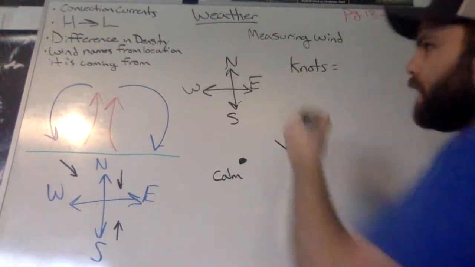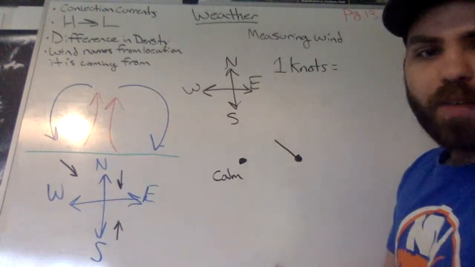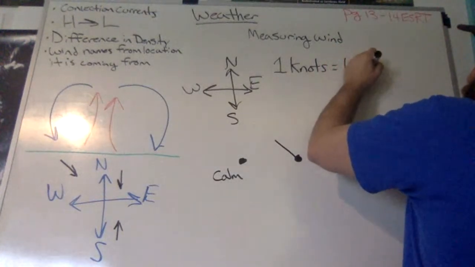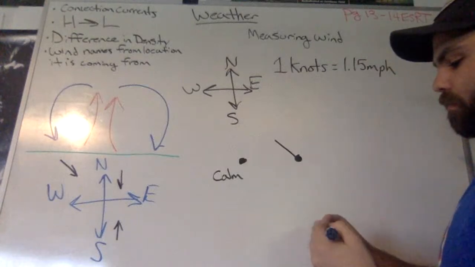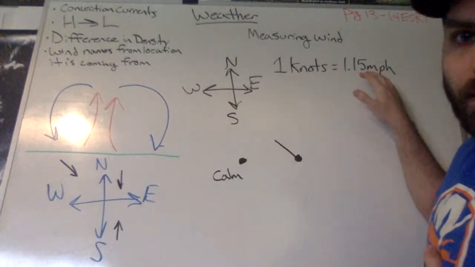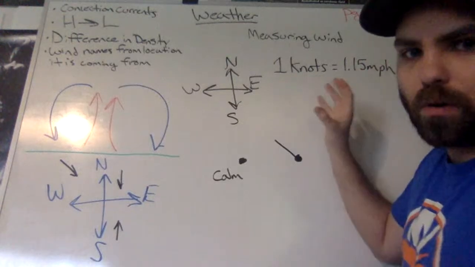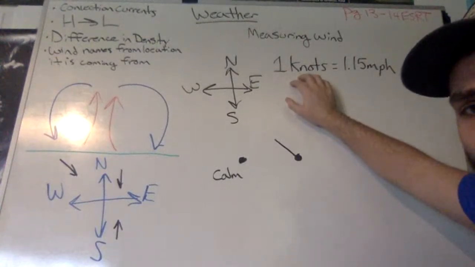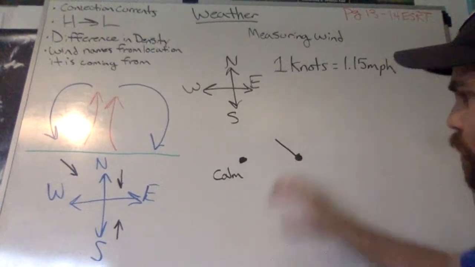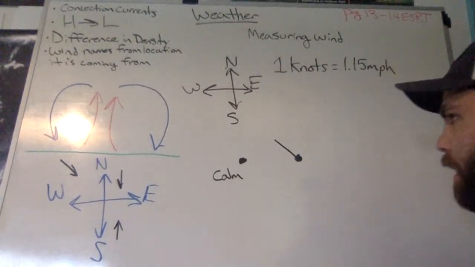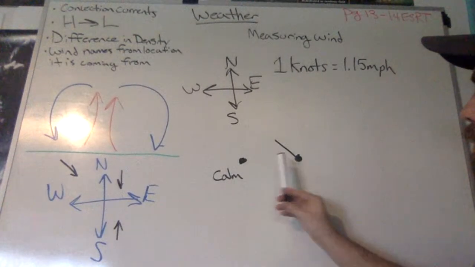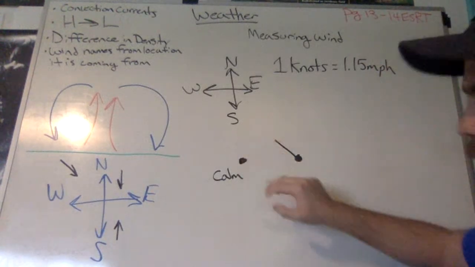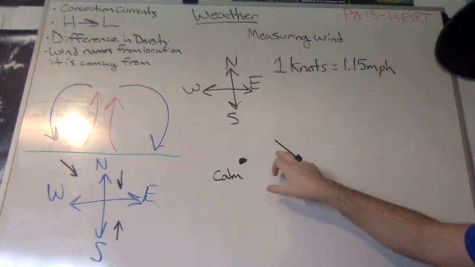So 1 knot is very close to being a mile. It's actually 1.15 miles per hour. So it's not exactly a mile, but it's close. When we're talking about wind direction and wind speed, we're always going to say it's in knots, especially when we're coming off of one of these stations. Now, if we just had a bunch of little dots like this, that represents that it's calm. There's no wind movement. But now I'm telling you that it's coming from the northwest.